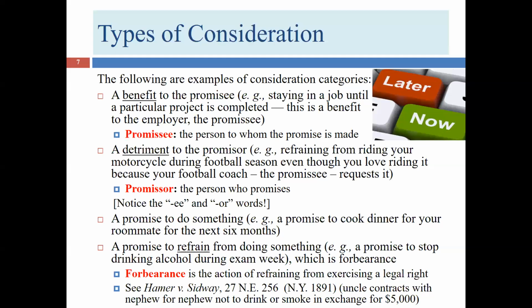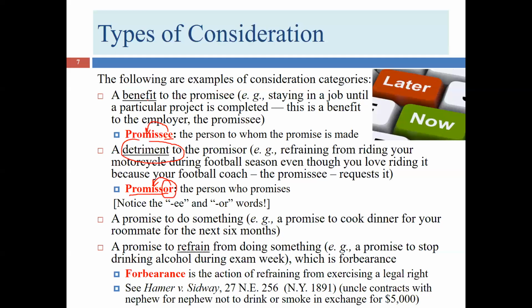Now, of course, the argument might be, well, how did that benefit the uncle? Well, again, it's not necessary that it benefit the uncle. It's sufficient that it was a detriment to the promisor. And in this case, the promisor is the nephew. The nephew is the one who's making the promise. And of course, we see this pattern. We've seen it before. The promisor, this person makes a promise. The promisee is the person who receives the promise. So when we're talking about the forbearance of not drinking alcohol and not smoking cigarettes, the nephew is the promisor and the uncle is the promisee.